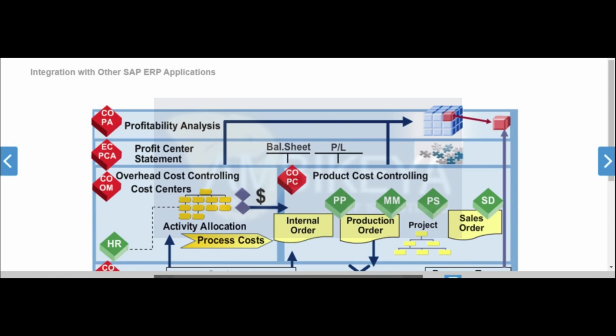Human capital management, or HCM, can generate cost postings in CO. HCM gives you the opportunity to allocate labor costs to various controlling objects. In addition, you can transfer and use planned personnel costs for planning in CO.